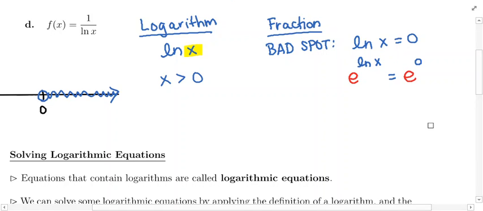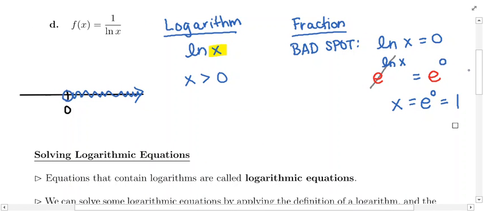Like I said, on the left, this property, I forget if it was this section or the one before. This property, e and ln, side by side, they cancel, and they're going to leave you with just x. It will come down out of the power. It's going to be equal to e to the 0. Anything to the 0 power is 1. So the bad spot here is x equals 1.